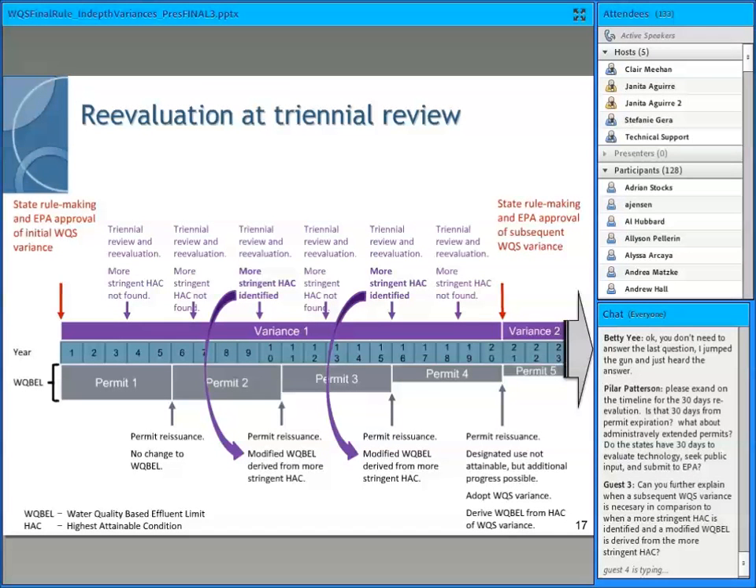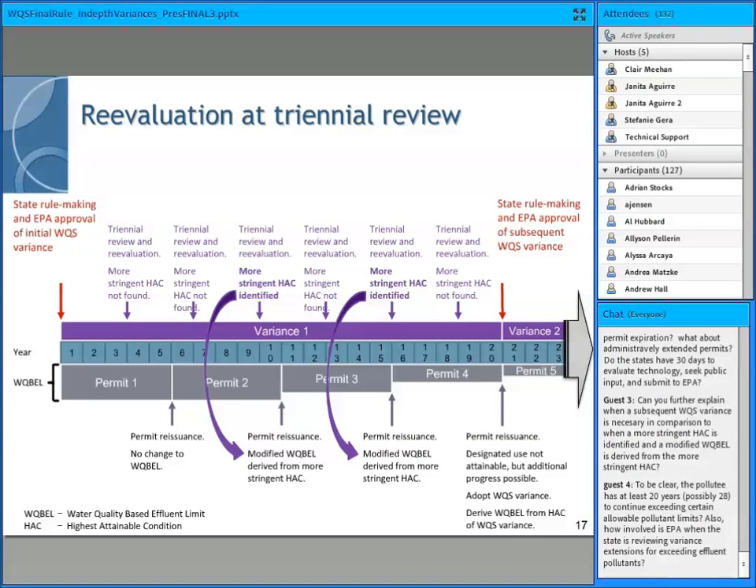During the permit cycle labeled Permit 2, the state or tribe reevaluates the variance at each triennial review. In this example, the variance reevaluation that occurred during the triennial review between years 9 and 10 resulted in data and information indicating a more stringent highest attainable condition is feasible. The permit limit does not immediately change because, as I mentioned before, permit requirements cannot be changed until permit reissuance unless the permit contains a reopener clause. In this case, there is no reopener clause in the permit, so the permit continues to provide the same permit limits.